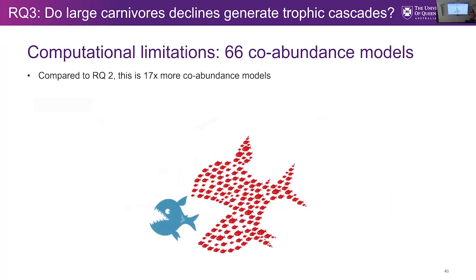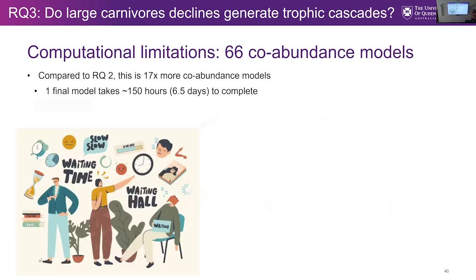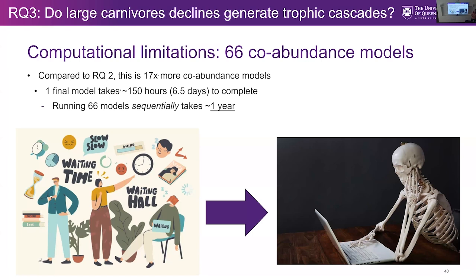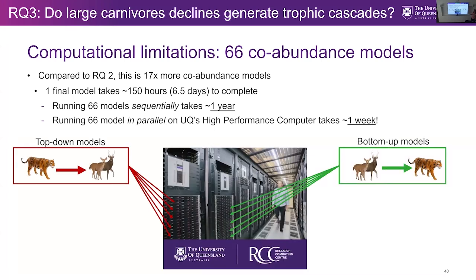However, it's important to keep in mind that compared to the previous research question, I was running 17 times more co-abundance models. With all the additional sampling units included in the model as well, one of them takes 6.5 days to complete. If I was going to run all of these sequentially on a regular computer, it'd take about a year to complete. Therefore, to run this analysis effectively, we have to use high-performance computers to distribute the analysis so each model runs on its own server all at the same time, which drops that runtime down to about a week. So it actually makes it quite accessible.